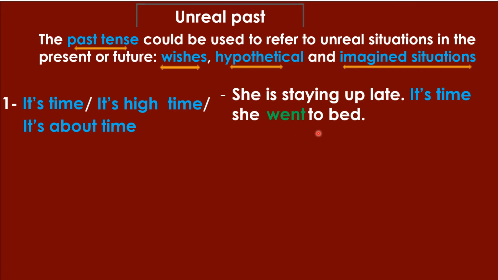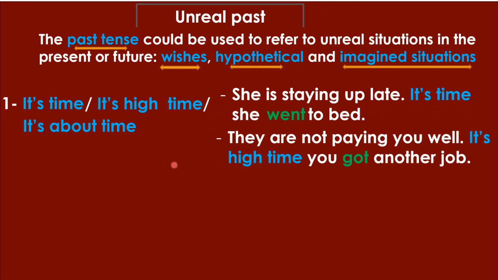Let's have a look at another example. They're not paying you well. It's high time you got another job. طبعا هنا شوف يعني ما بيدفعلكش كويس، ما بيدفعلكش راتب كويس. It's high time you got another job. يعني حان الوقت انك انت تحصل على وظيفة أخرى. And we use the past again. Got is the past form of the verb get. طبعا got هنا الماضي من الفعل get. So we don't say get. Okay. We say got.